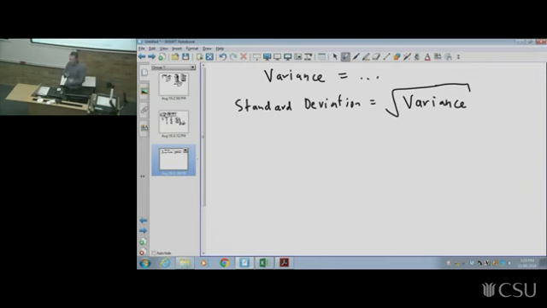But the way we calculate it, and how your calculator works it out, is it first works out the variance, then when it has the variance, it takes the square root to work out the standard deviation. So the one we're going to deal with more directly is this variance.